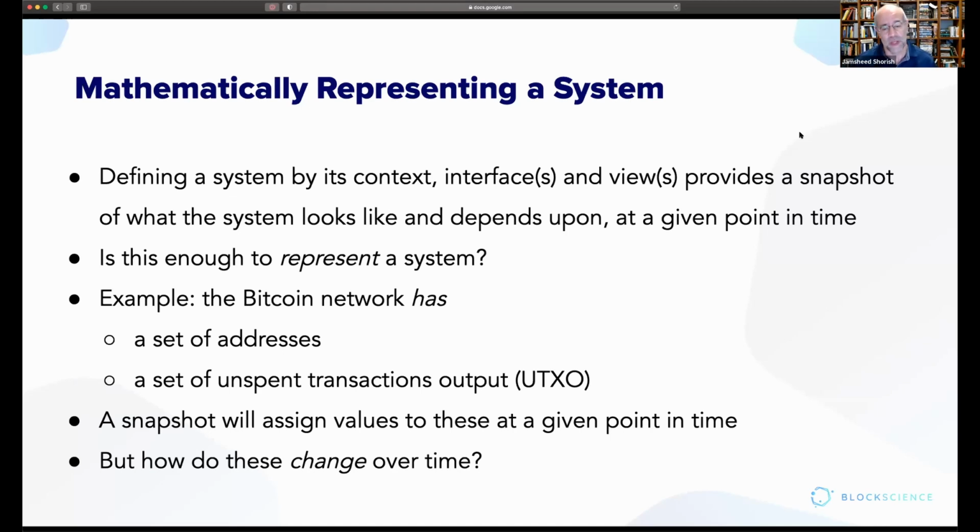So the idea here, and this is kind of a straw man, is to consider a notion in which you were trying to examine the Bitcoin network as a system. You see that it has certain properties like a set of addresses or a set of unspent transaction outputs. This is going to give you a snapshot. You can see it in time. And of course, what you're concerned with is how this thing changes over time.